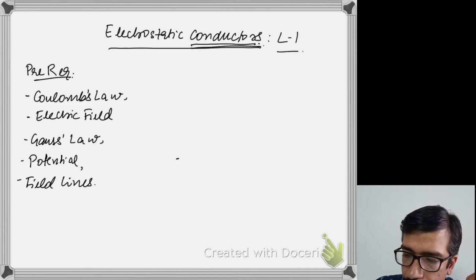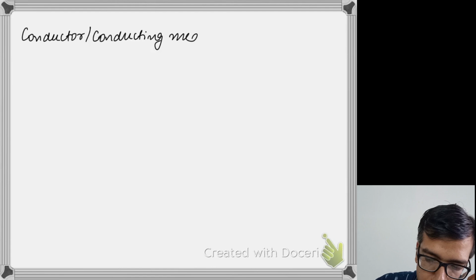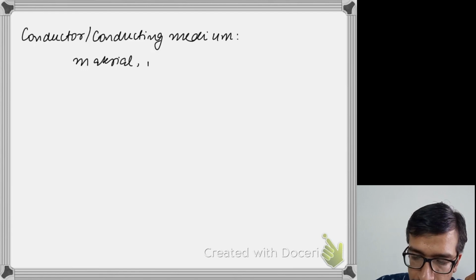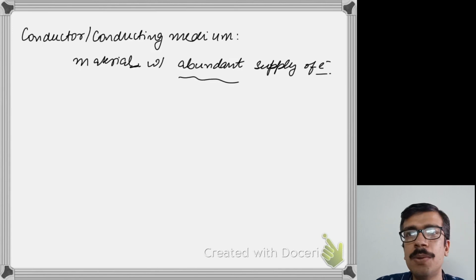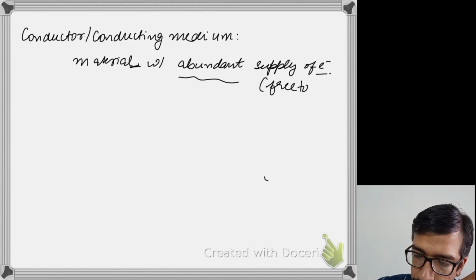So you already have some idea about what a conductor versus an insulator is, right? A conductor is a material which allows the flow of electricity, you can say, and more specifically, the definition which will be useful for electrostatics is that a conductor or a conducting medium is essentially a material having abundant supply of electrons, right? By abundant I mean that I have as many electrons as I want. And these are free to move, so these electrons must be free to move.